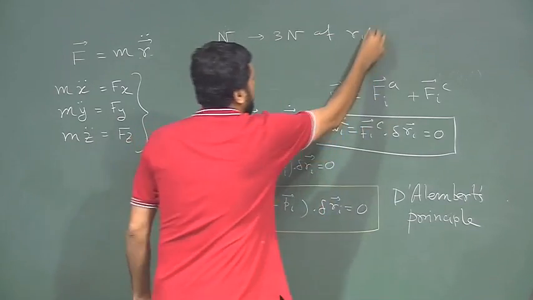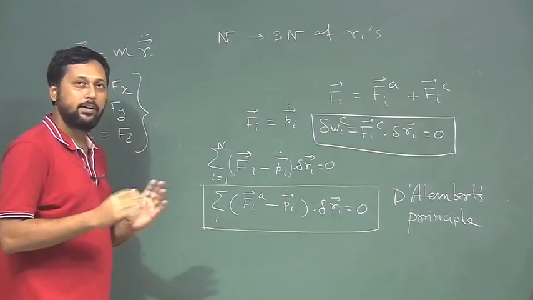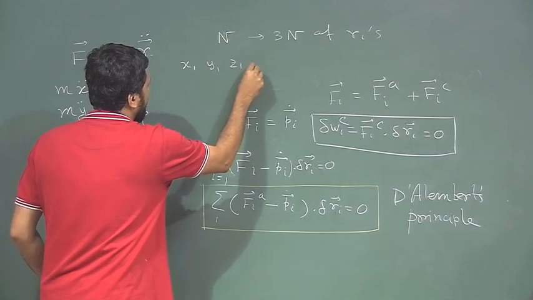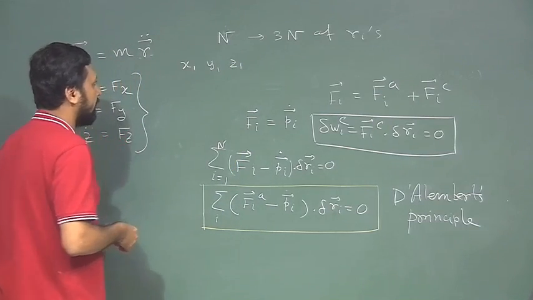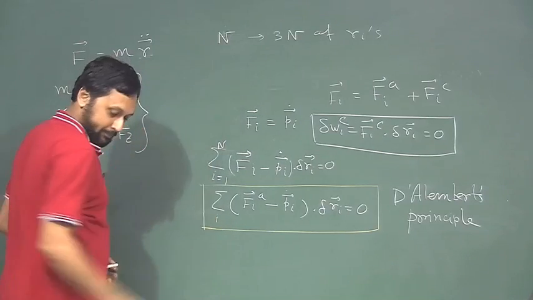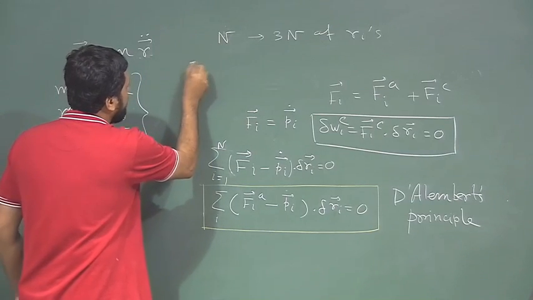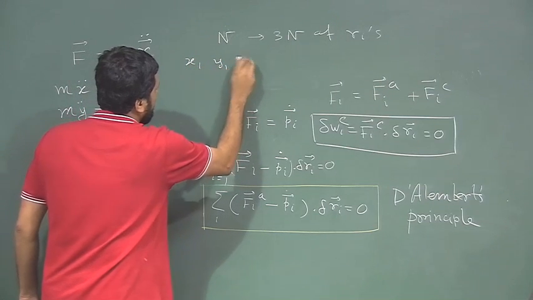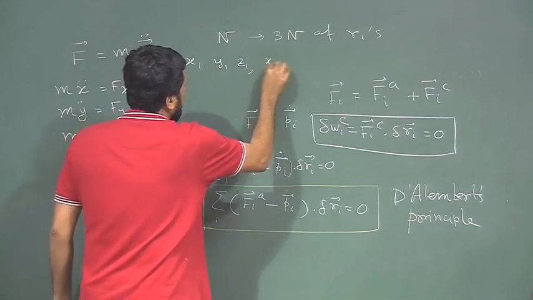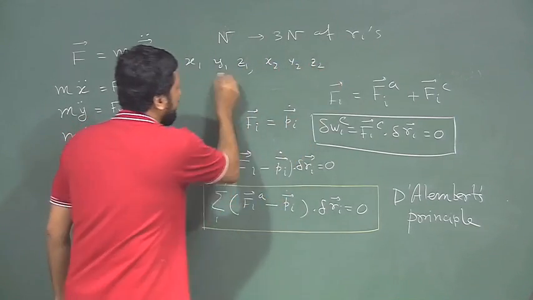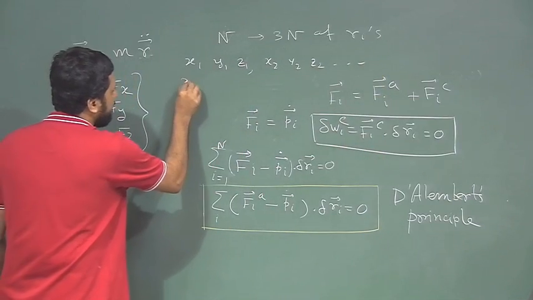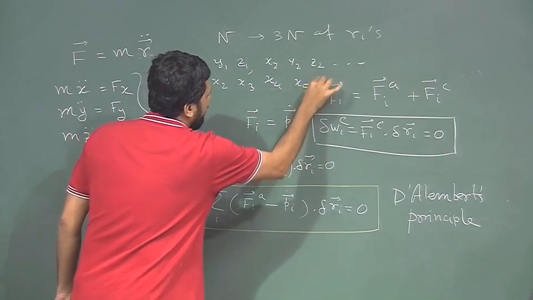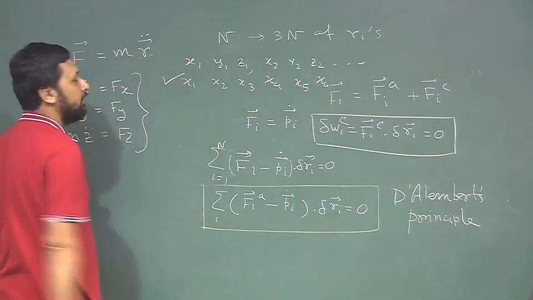So what we are doing here, slowly, is adopting a notation where instead of writing the x, y and z components of each particle individually, like x1, y1, z1, x2, y2, z2, we can just write x1, x2, x3, x4, x5, x6. So, we will be using this explicitly.